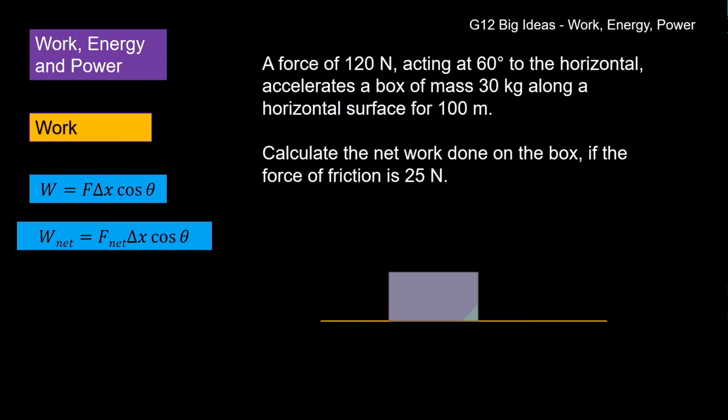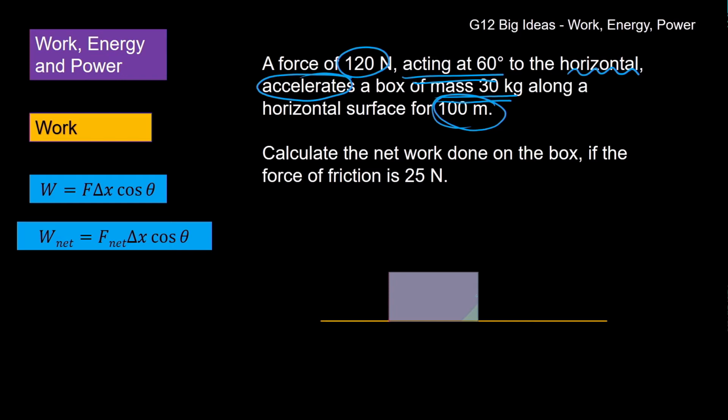A force of 120 newtons is acting at 60 degrees to the horizontal. This accelerates a box, the box has a mass of 30 kilograms, along a horizontal of 100 meters. I always like to draw a diagram. It helps me figure out what is going on.